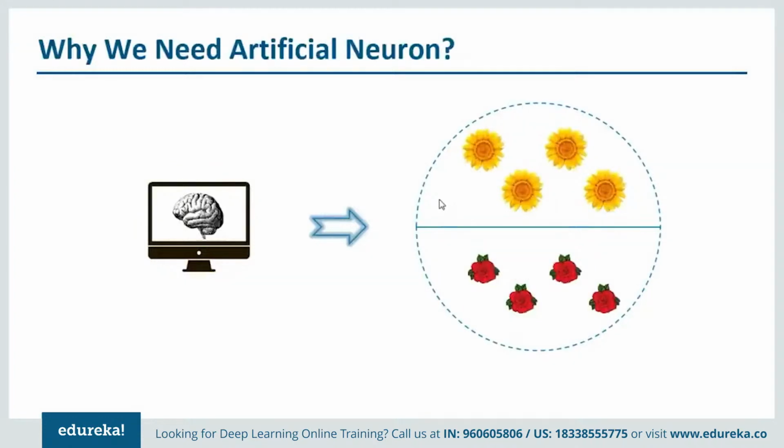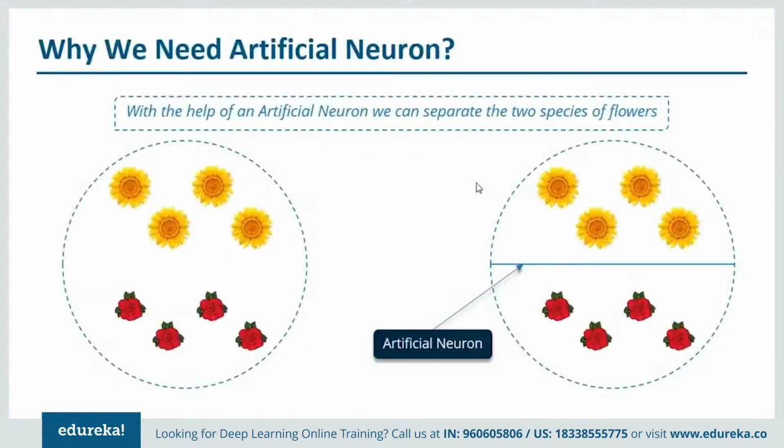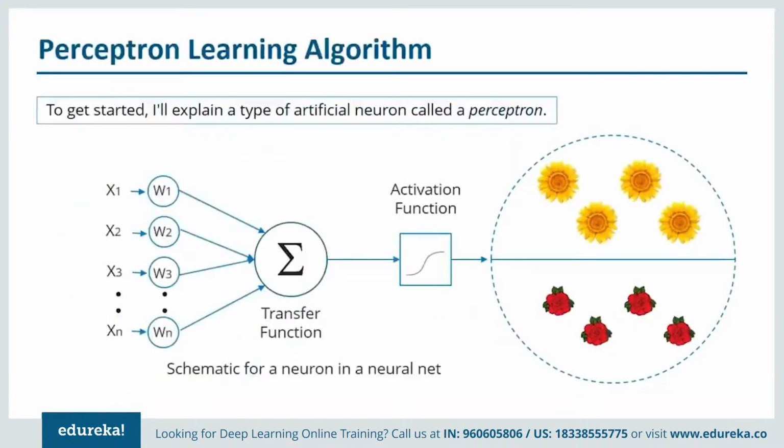So what we need here is some sort of system that can actually separate the two species. And what is that system? It is nothing but an artificial neuron. So we need an artificial neuron, and one type of artificial neuron is a perceptron. Now let me explain the perceptron with the flow diagram that is in front of your screen.